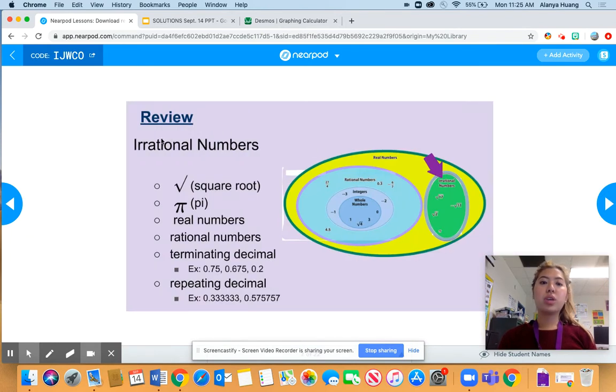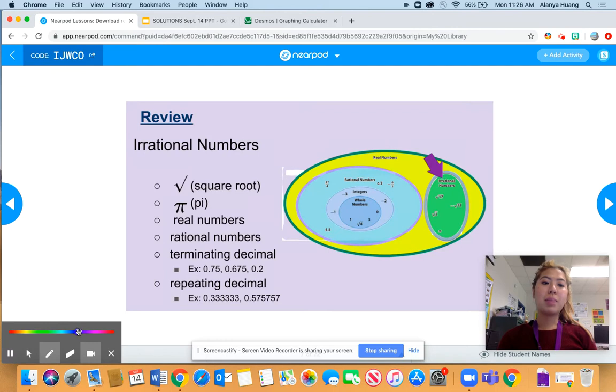So as a review, irrational numbers are a type of real number, and they include non-perfect squares. So square root of 17, square root of 2, negative square root of 11, as well as pi. Rational numbers include fractions as well as decimals. Irrational numbers can also be decimals, but there's a difference. Rational numbers are terminating decimals, so decimals that end, such as 0.75, 0.675, or 0.2, as well as repeating decimals where there is a pattern of the repeating numbers, so 0.333 or 0.575757.